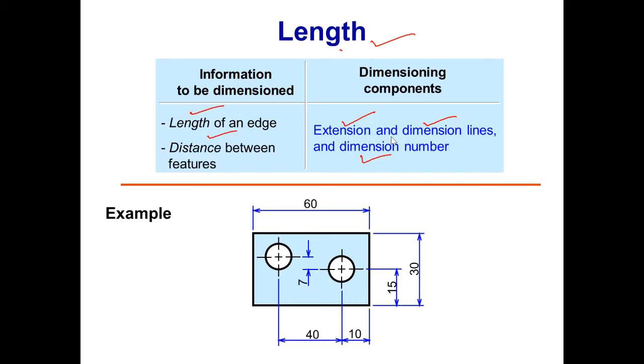So for example, this is an object that we have to dimension. In this you used three things: the extension line, the dimension line, and the dimension number. The information you dimensioned is basically the length of an edge and the distance between the features. You have measured this length using the extension line, the dimension line and the number. Then you dimensioned this length, and then this length, and then finally the distance between the two centers of the circle using the extension lines, the dimension lines and the dimension number.